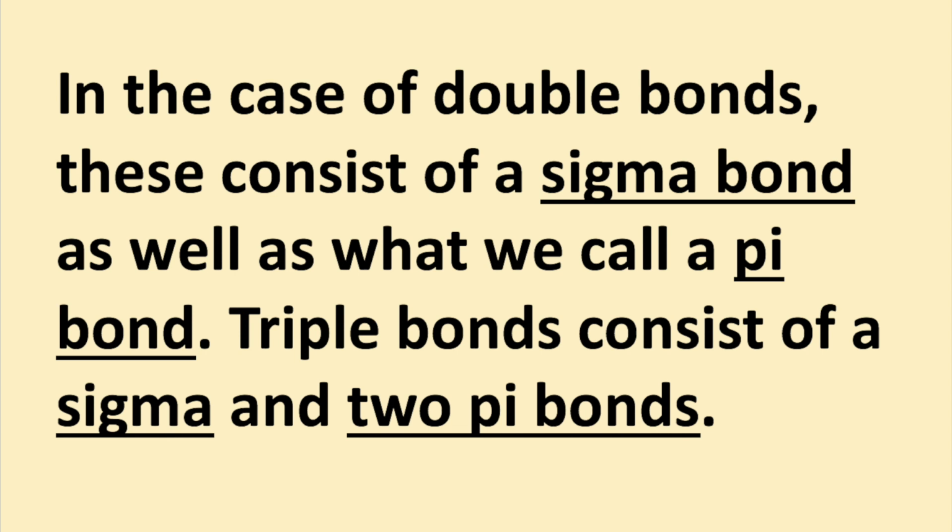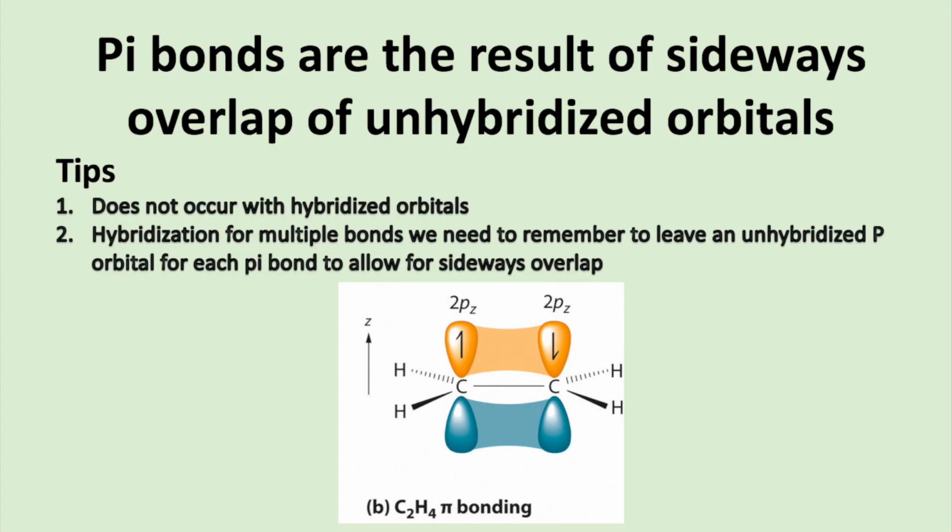In the case of double bonds, these consist of a sigma bond as well as what we call a pi bond. Triple bonds consist of a sigma bond and two pi bonds. Pi bonds are the result of sideways overlap of unhybridized orbitals. This does not occur with hybridized orbitals because there is not enough side-to-side overlap. When looking at hybridization for multiple bonds, we need to remember to leave an unhybridized p orbital for each pi bond to allow for sideways overlap.